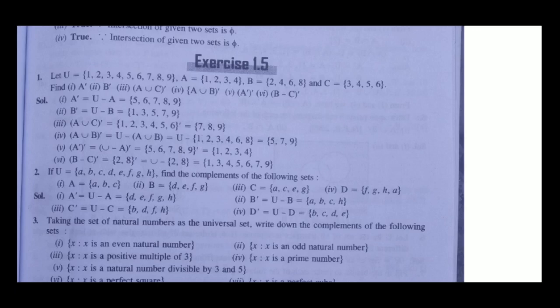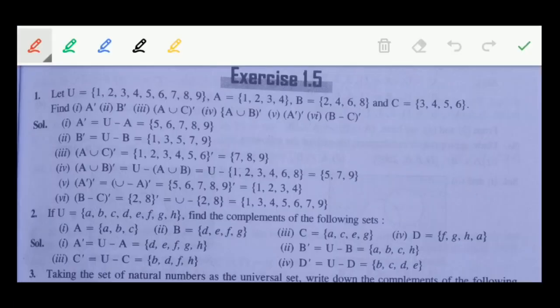See the first question. In the first question, what have they given? Let U be a universal set whose elements are the first 9 natural numbers, then A is a set which contains only the first 4 natural numbers, and set B contains 2, 4, 6 and 8, and C contains 3, 4, 5 and 6.